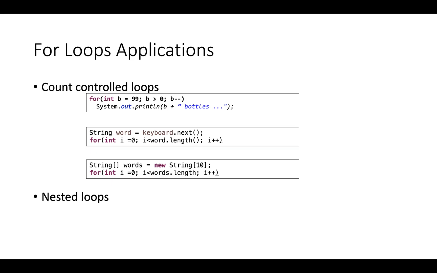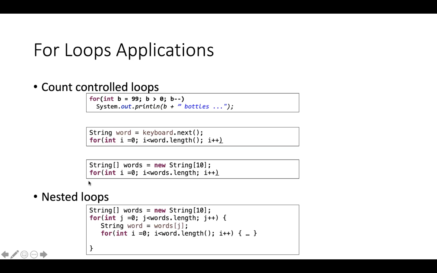Just like I can have a single loop, I can also have a nested loop. So combining these two ideas here, I could do something like this. I could have an array of strings, loop through every single string in that array, and then for each string in that array, loop through the different characters of that string. So I'm going to combine these last two to form a nested loop.